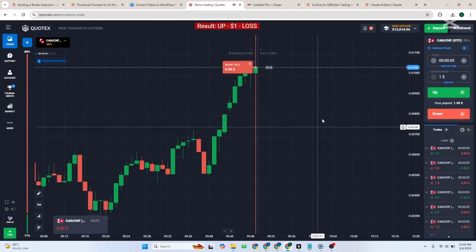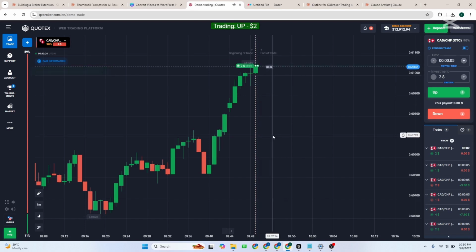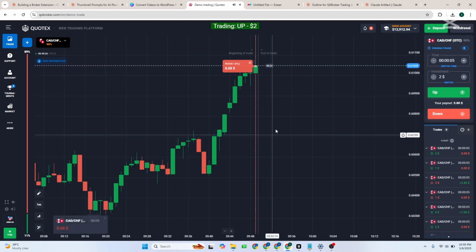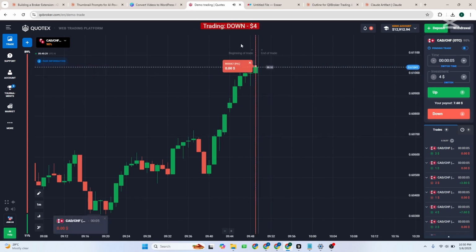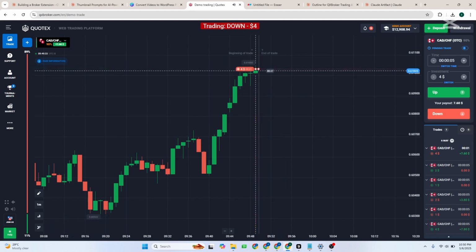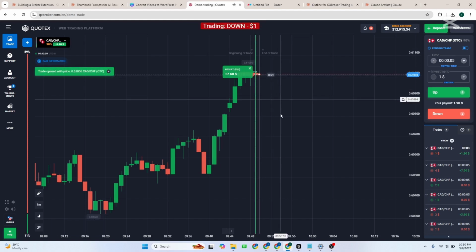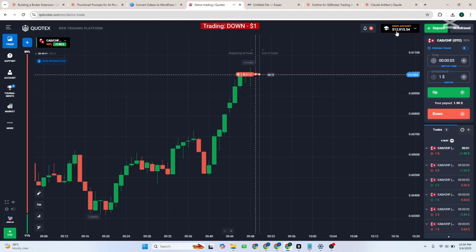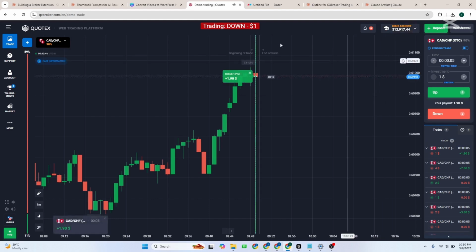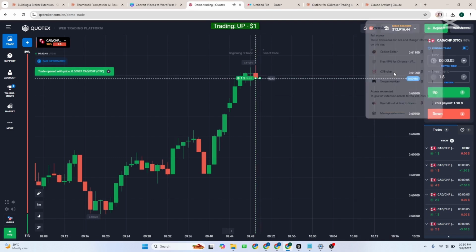It's still working. It lost, so it will now invest $2, and if the $2 trade is a loss, it will invest $4. If the $4 trade wins, it will start from $1, but if it gets a loss, it will start from $8. But now it will start from $1 again. You can see it's increasing the portfolio here, and this is a good strategy. I will stop it right now because you understand the idea of how it works.